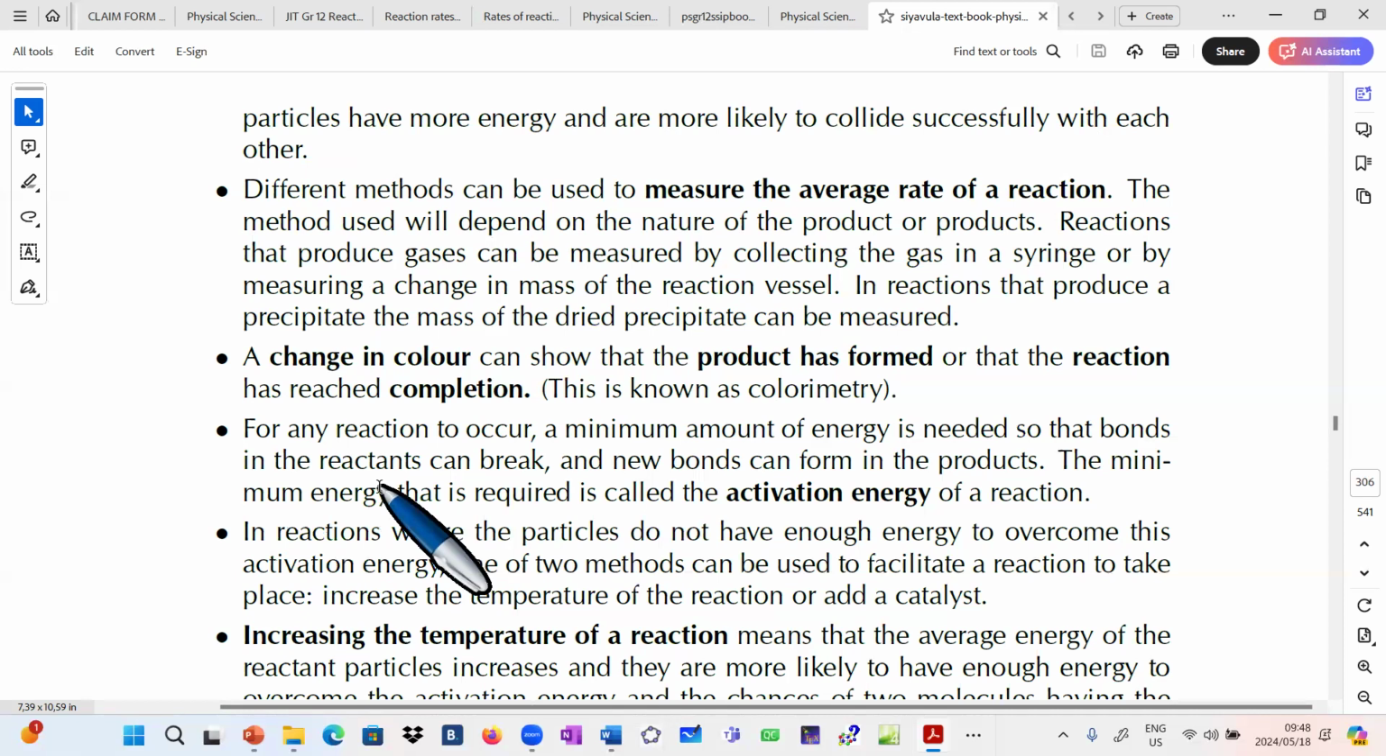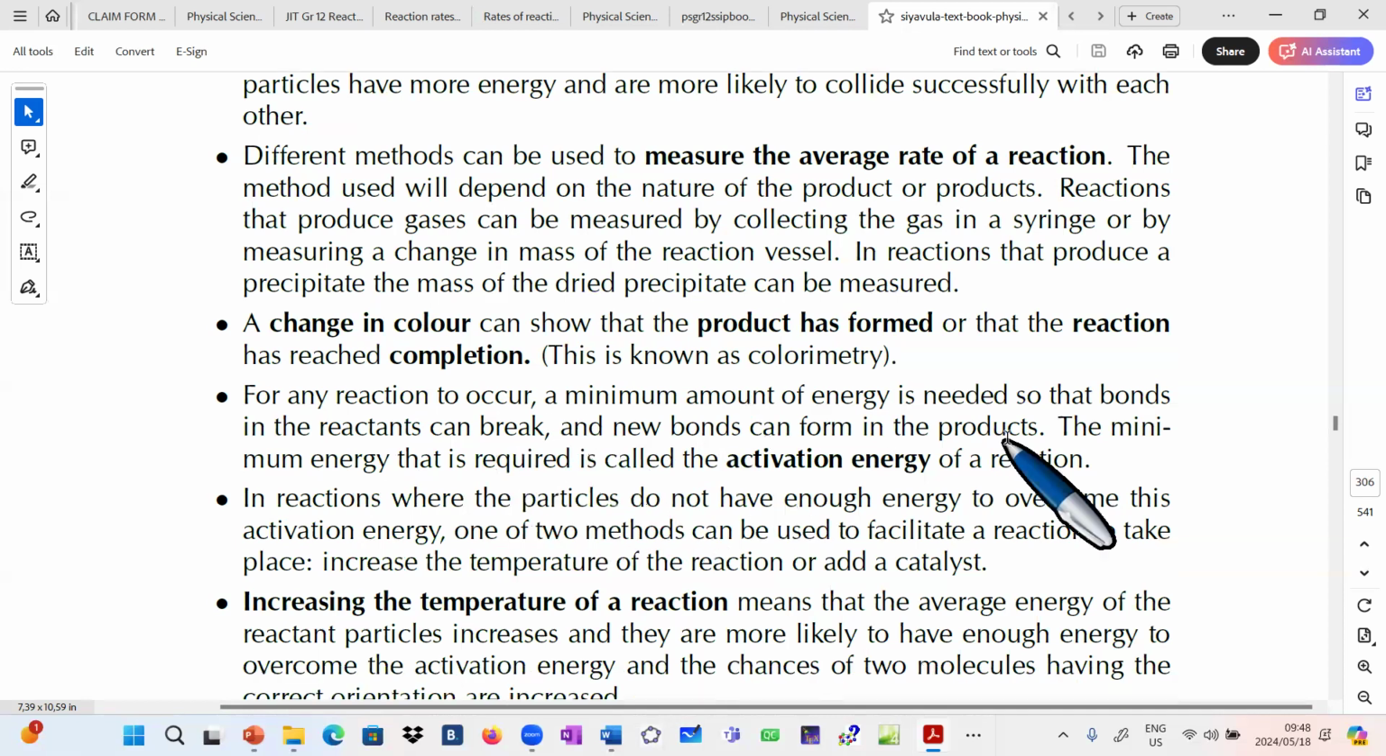Okay, for any reaction to occur, this is something that we take into account. A minimum amount of energy is needed so that bonds in the reactants can break and new bonds can form in the products. The minimum energy that is required is called the activation energy of a reaction. So for a reaction to occur, you need a minimum amount of energy, and that is called the activation energy. And what does this activation energy do? It allows the bonds in the reactants to break and new bonds to form in the products.